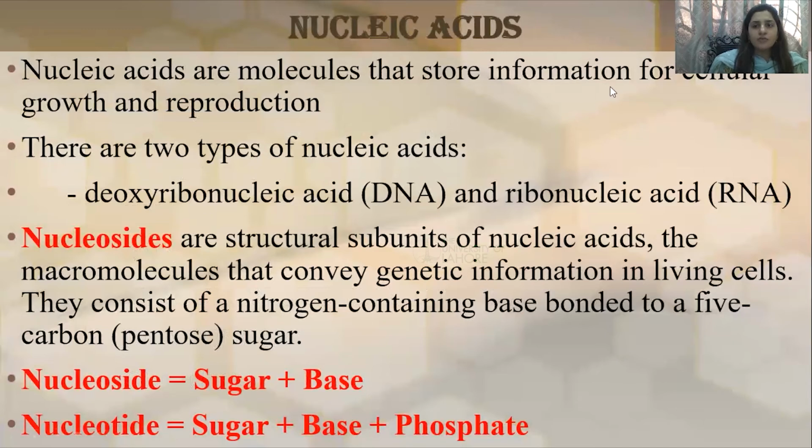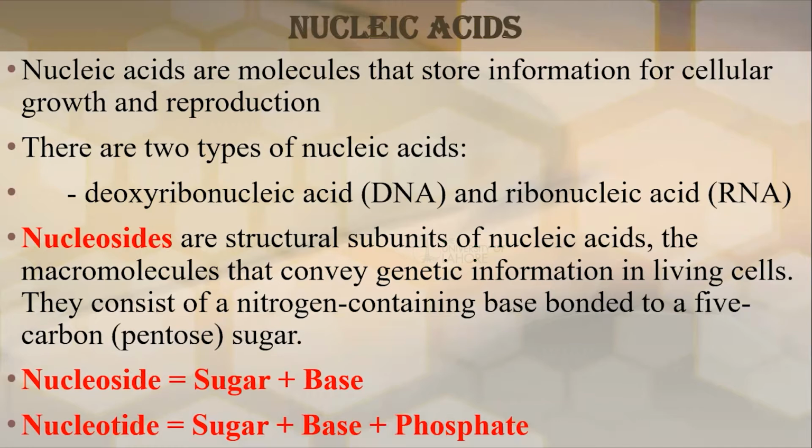There are two types of nucleic acid. We have the DNA and we have the RNA. DNA is deoxyribonucleic acid. They both contain sugar in their structure. Why do we call it deoxyribose? Because the DNA misses the hydroxyl group, the OH, at position number 2 in the structure.